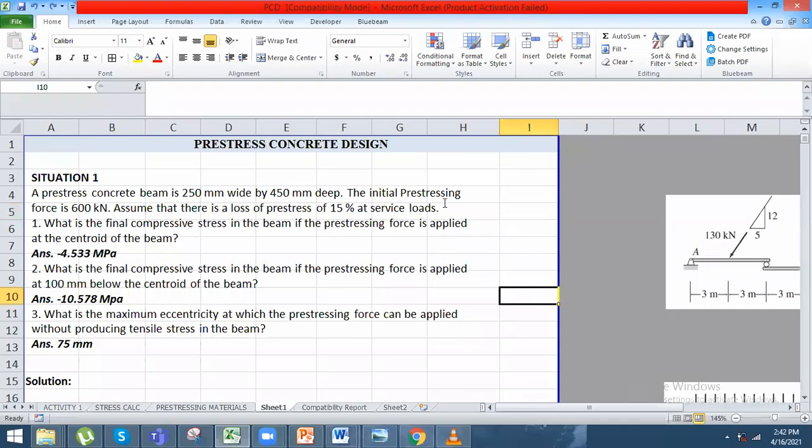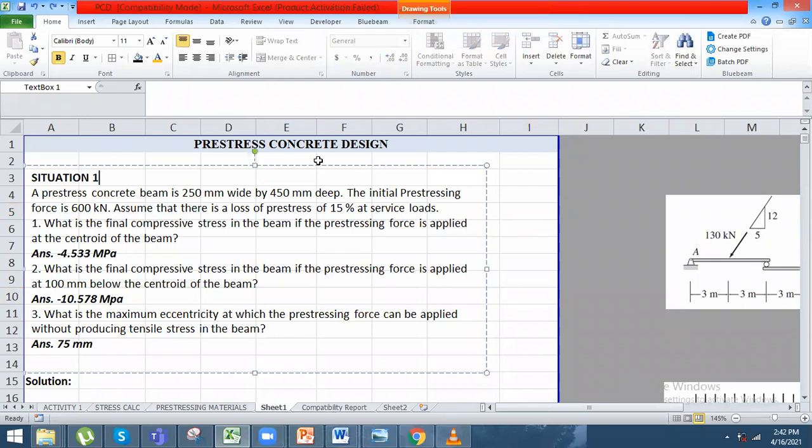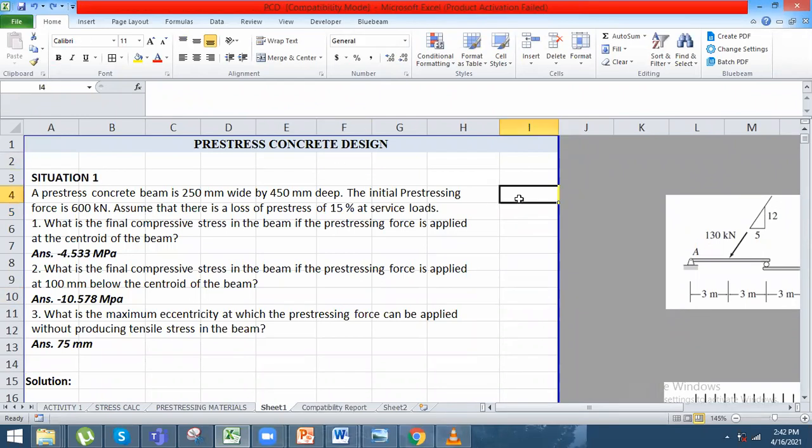So this is our topic for today, pre-stressed concrete design. We are solving past board problems and current problems in structural design. Okay, so situation number one.